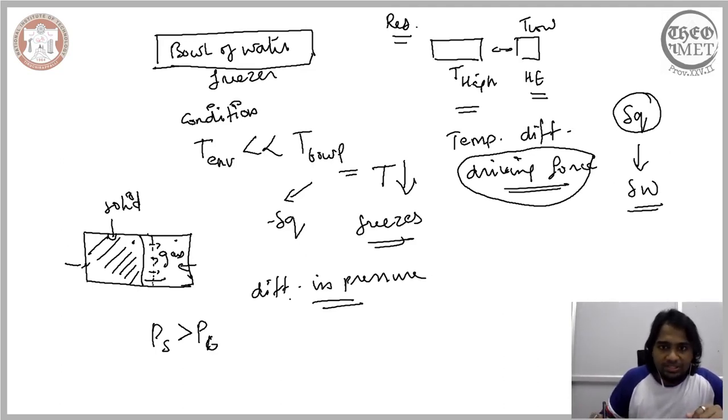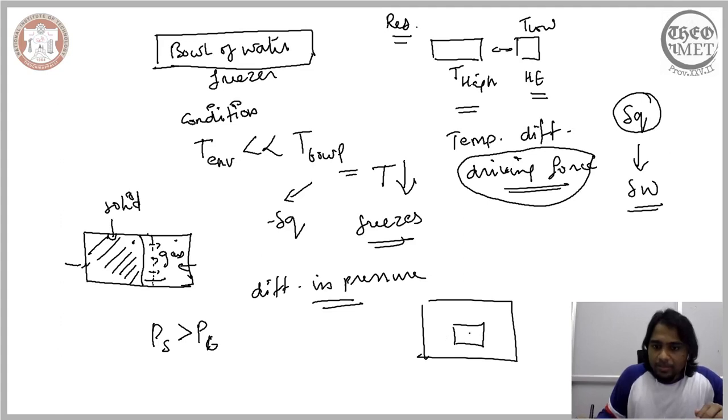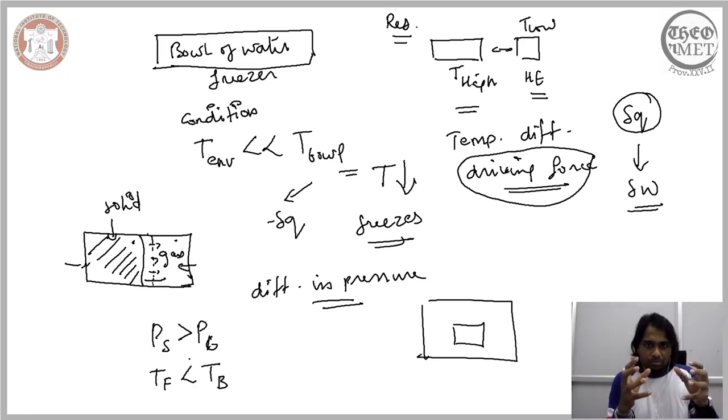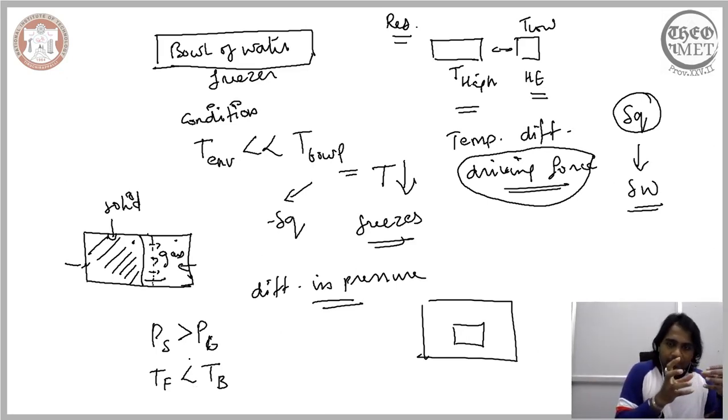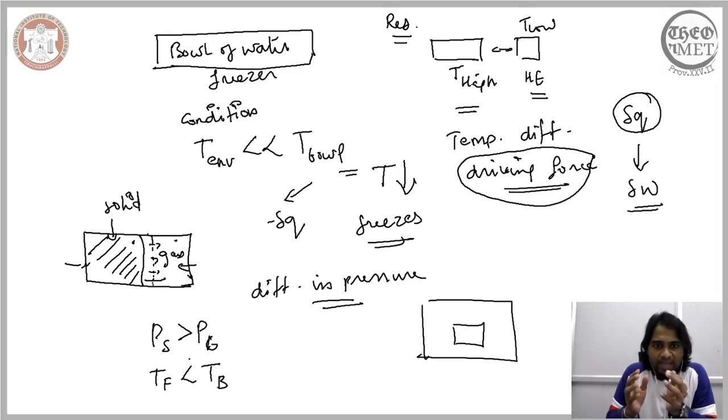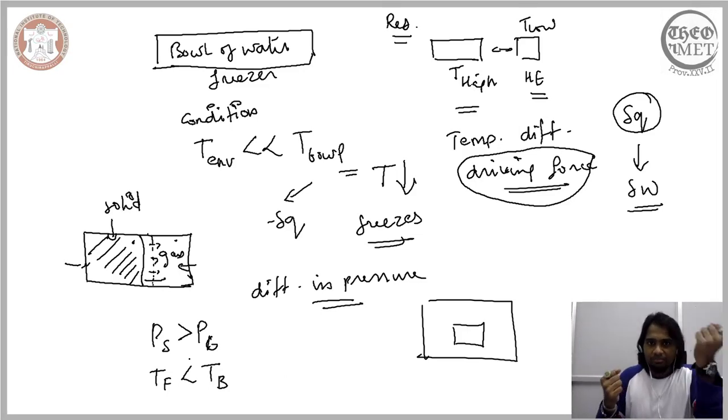And similarly, when you consider say a bowl of water in a freezer, so this is a bowl of water and this is a freezer, the driving force is that the temperature of the freezer is much less than the temperature of the bowl of water. Now the reason we are able to talk about the pressure of the solid and the gas, the temperature of the freezer and the temperature of the bowl of water, is because we have considered a specific example.